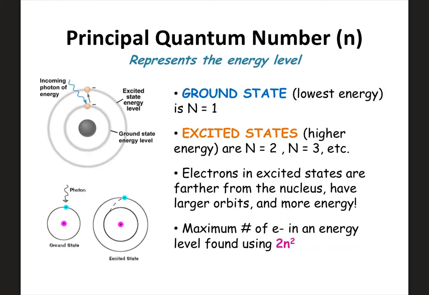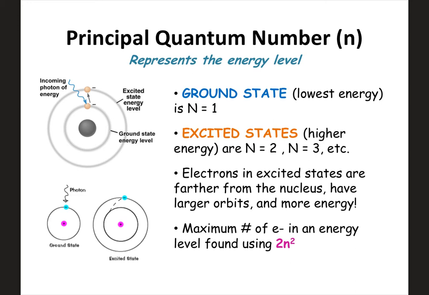A little bit more about the principal quantum number. The lowest in energy, we already said, is when you have N equals 1 right outside the nucleus. This is what we call ground state. And then excited states are anything higher than that. So energy level 2, 3, 4, so on. Electrons in these excited states are further from the nucleus. They have larger paths around the nucleus. So that's why they have a higher energy.